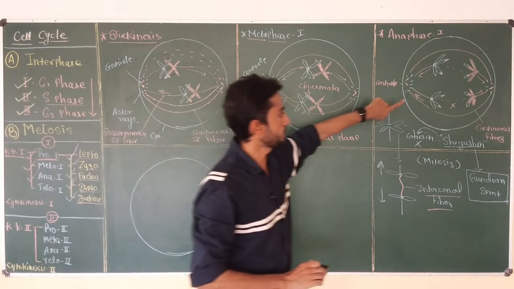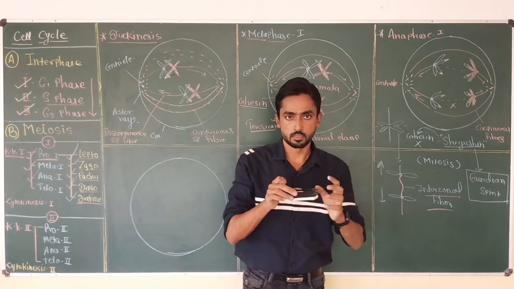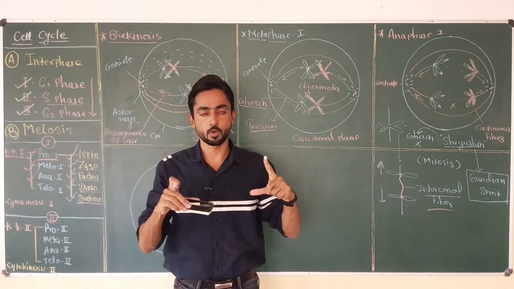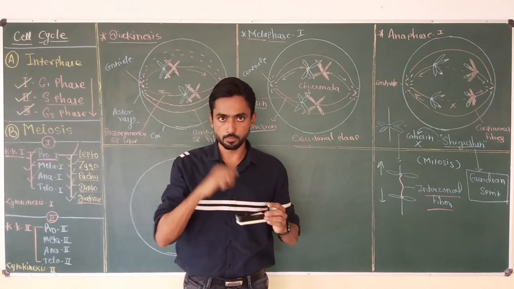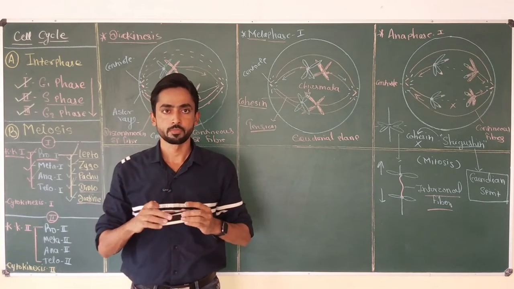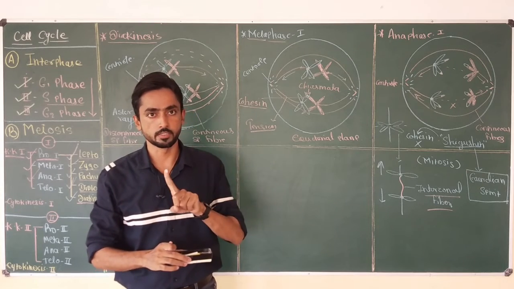Number 1, due to contraction of the chromosomal fiber, the homologous chromosomes get separated from one another, and from the pair one chromosome moves towards one pole while the other moves towards the other pole. This is the first thing.